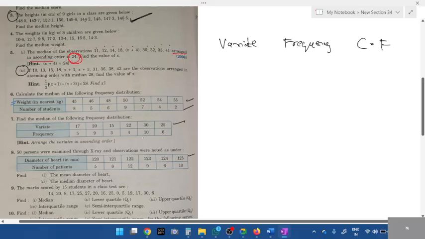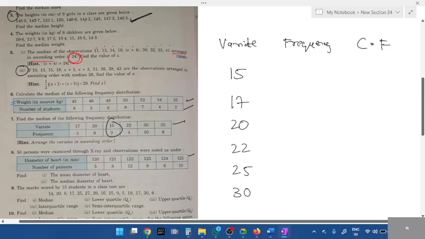Now look here, variate. Which is the lowest number we have, students? What is the lowest number? 17 or 15? 15. What is the value for 15? 3. Right? So tell me the next one. After 15, 17. Then 22.